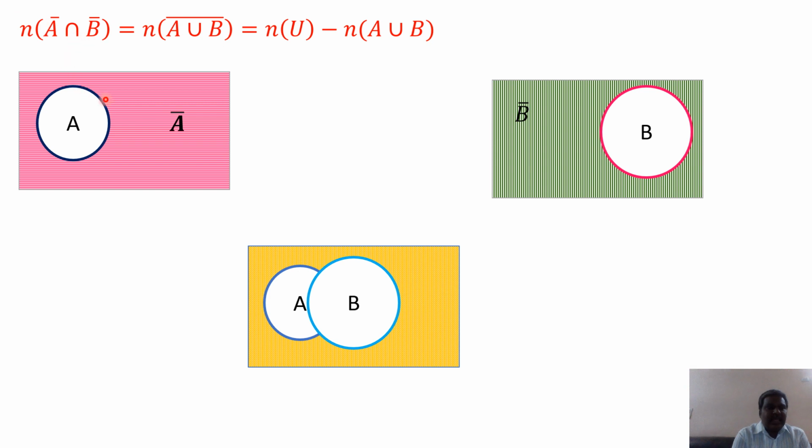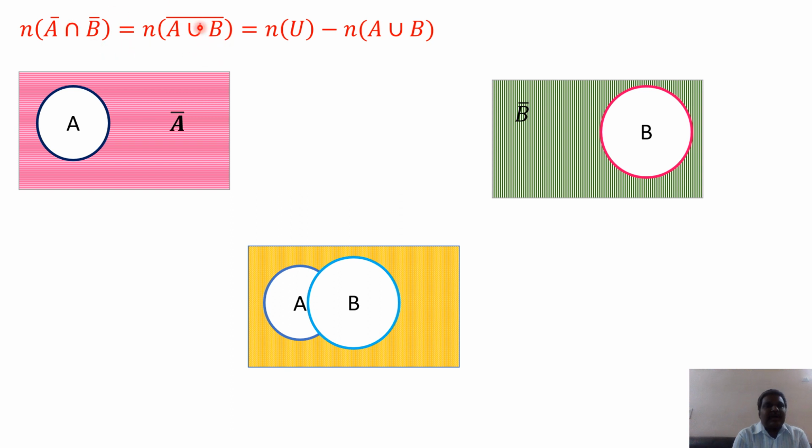A bar means this is the portion. Okay, the pink portion. This is the B bar, the green portion. So in this third figure, the yellow portion is what? A bar intersection B bar. It is equivalent to what? This is the set that does not contain A union B. That is why we call it A union B whole bar. So both the sets are equal. A bar intersection B bar is equivalent to my A union B whole bar.